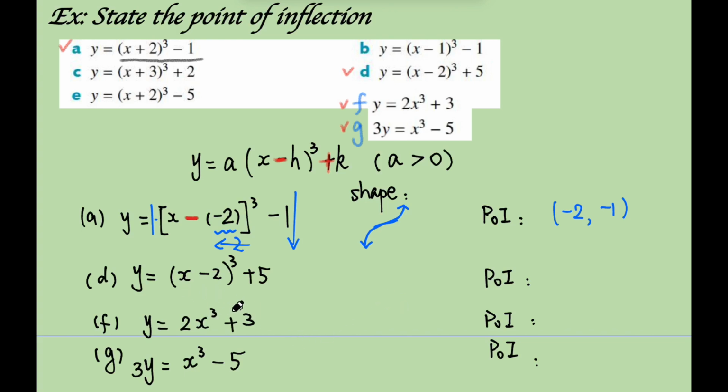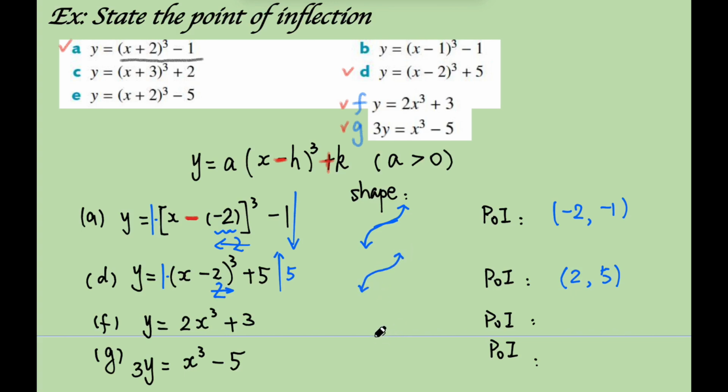For question D, this tells us h value is 2. We move the graph to the right by 2 units, and then +5 shows that we're going to move the graph up by 5 units. Therefore, the turning point will be (2, 5). And similarly, the coefficient of x cubed will be 1, then the graph will still be like this, climbing up a hill shape.